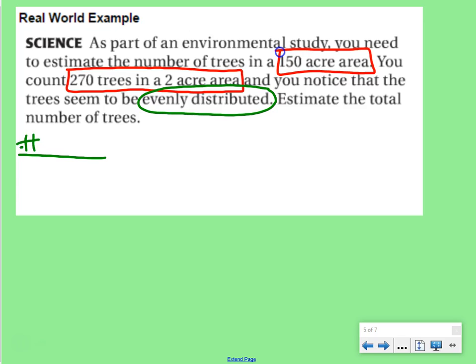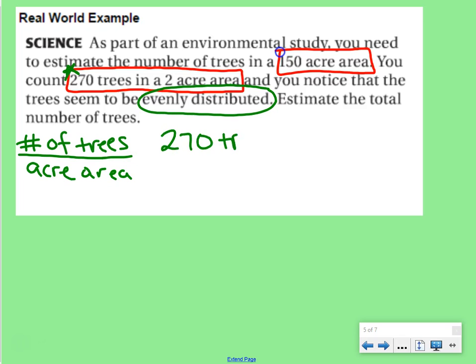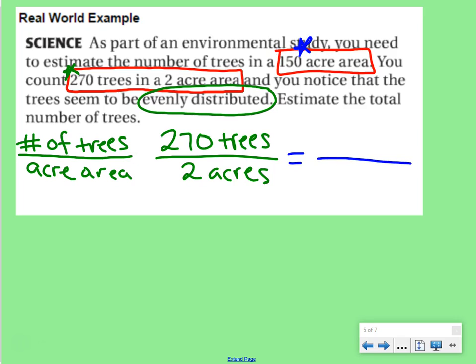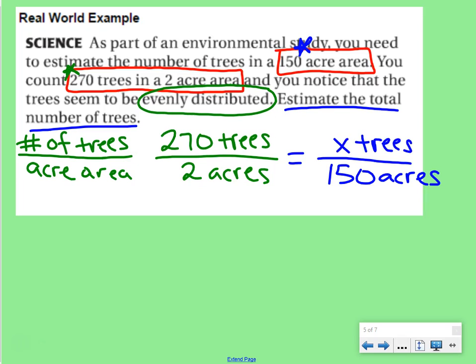So here we're comparing number of trees to acre area. So if we use this piece right here, we know that there are 270 trees per 2 acres. The only other information we are given is that we're looking at a total of a 150-acre area. So we're setting up a proportion. We can put that on the bottom. That leaves us to estimate the total number of trees. So we have x trees per 150-acre area.